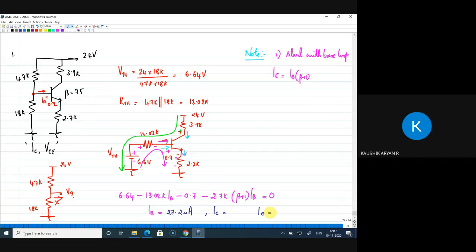Yes, sir. IC will be beta into IB. That will be 2040 microamps, so 2.04 milliamps, and IE is? 1 plus beta into the same thing. So 2.052. 2.068, I think I'll get. Okay, all right. Thank you, Kaushik.